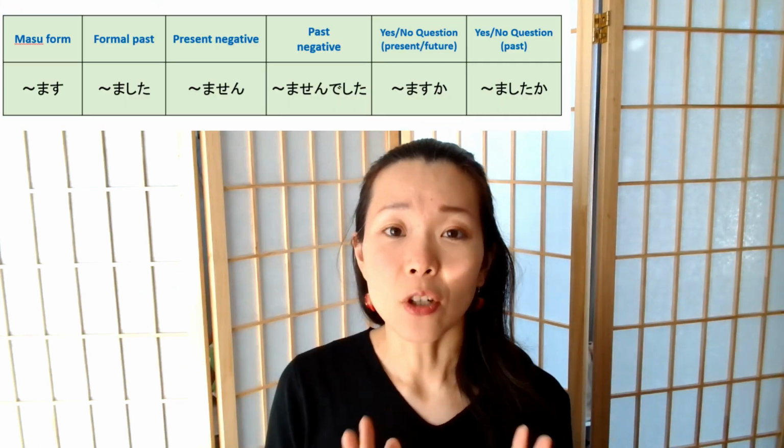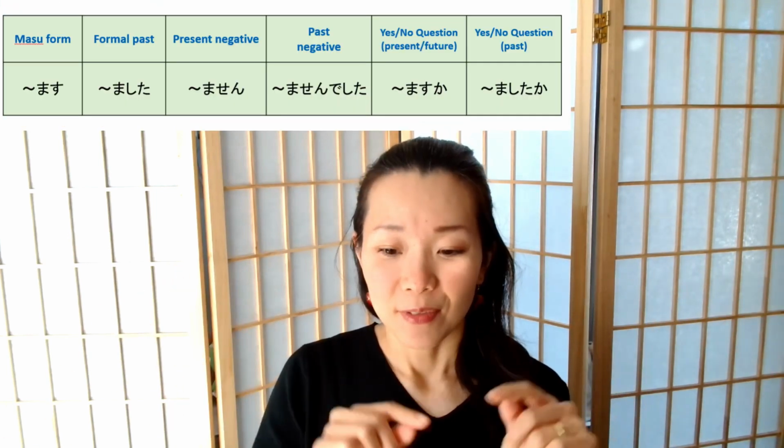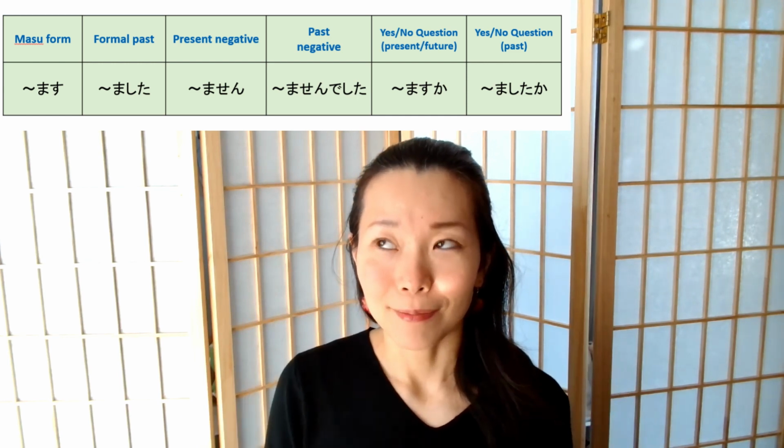In the past few lesson videos, we've been learning verb conjugation, formal. In this video, we are going to learn the verb conjugation summary, and the topic is let's write down or make a verb conjugation chart.